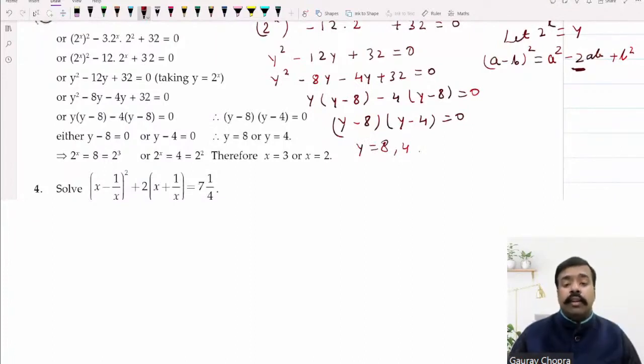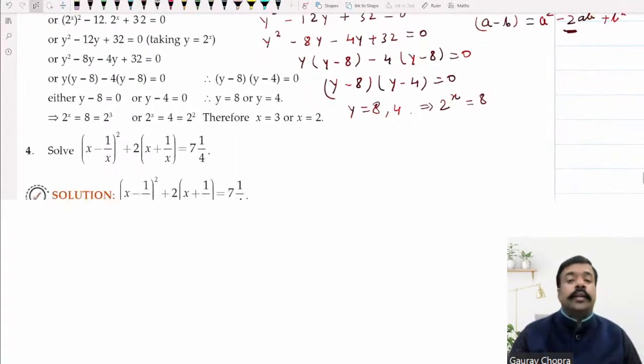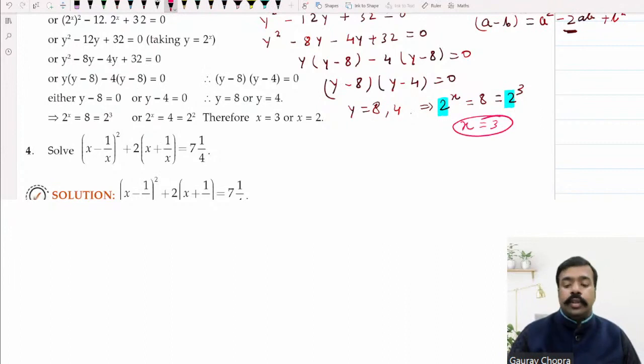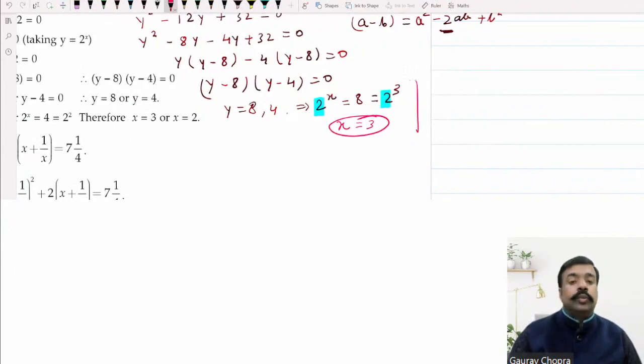But what we have let as y? 2 to the power of x was taken as y. So this implies 2 to the power of x is equal to 8. If 2 to the power of x is equal to 8, then 8 can be written as 2 cube. Since bases are equal, the powers will also be equal. Hence, the value of x will be equal to 3.